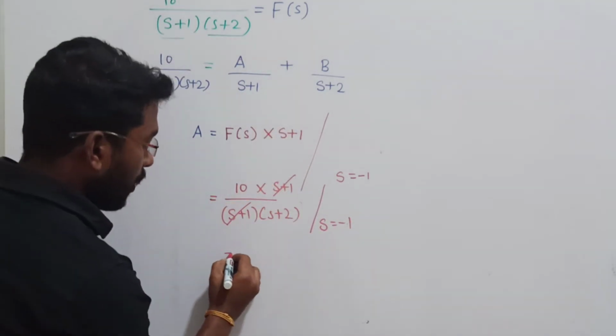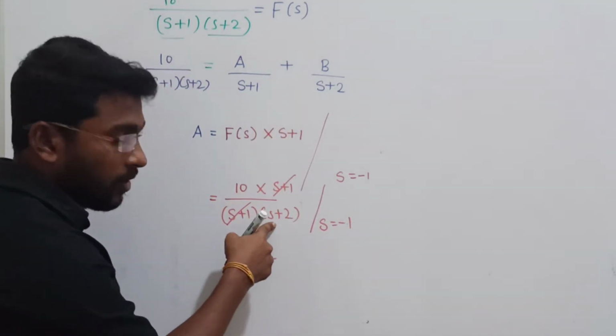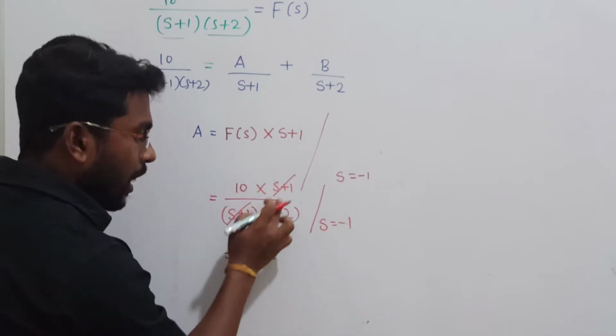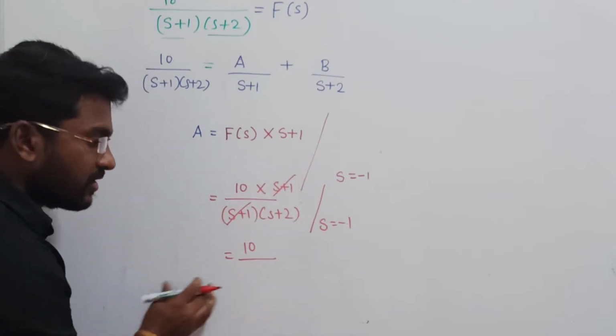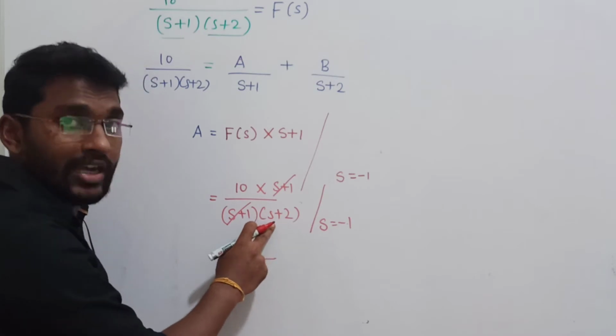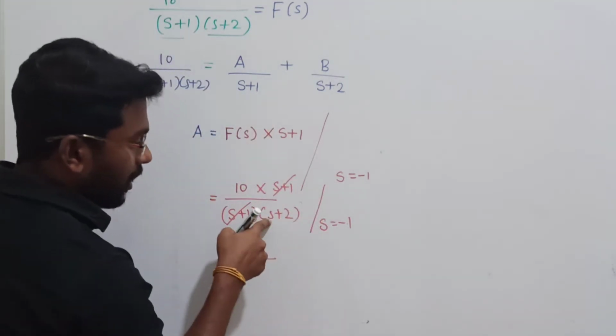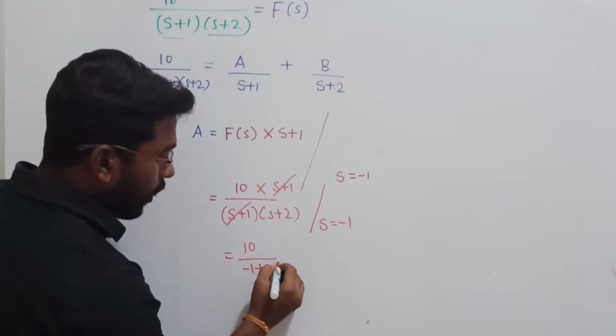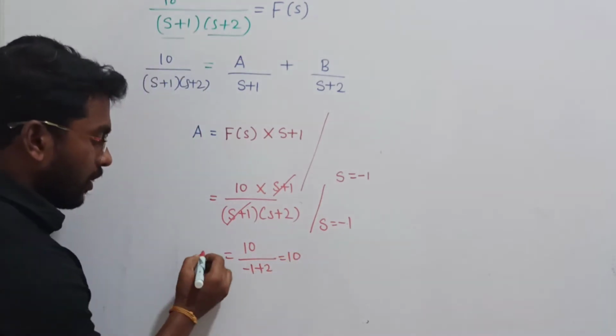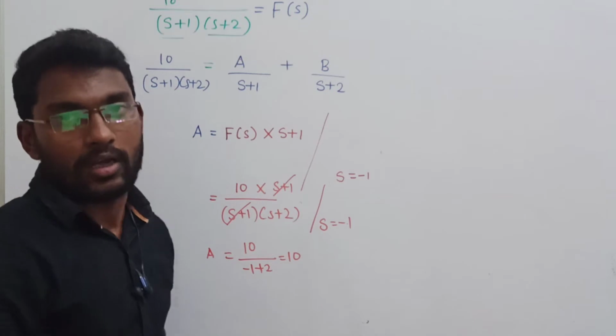After cancelling, right? Now 10 divided by, I have a term called s. Wherever you have s, after reducing, after cancelling these functions, in the final step, wherever you have s, replace all s by minus 1, its correspondent value, right? If you put minus 1 for s, minus 1 plus 2 will become equal to 1, so the value is 10. So the value of a is going to be 10.